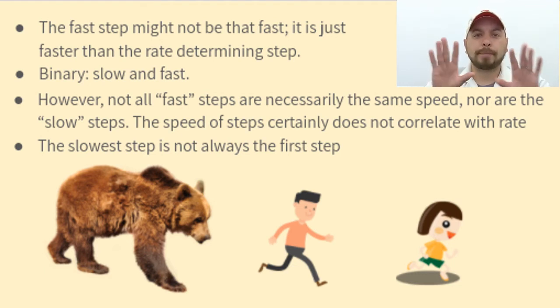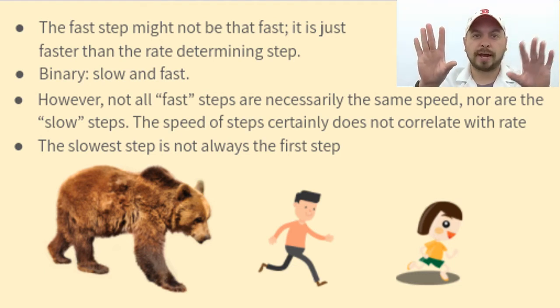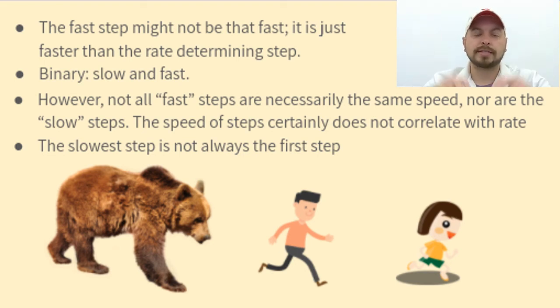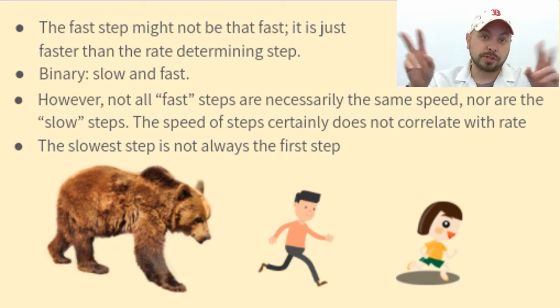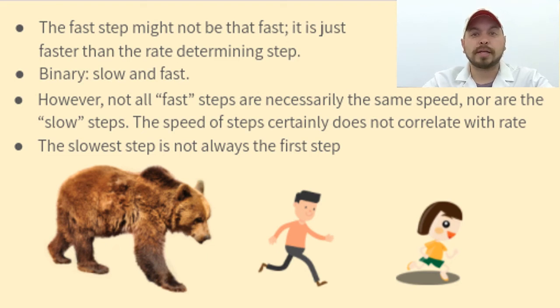So you're going to see the binary of slow and fast, but just understand that fast is not all the same, and neither is slow. All right, they don't always mean the same thing. They certainly don't mean the same rate, but we utilize them in these mechanisms to describe which step in particular is the rate determining step. Sometimes that step will be first. Other times it won't be. We're going to look at situations in this unit where both are happening, where the rate determining step is the first step or the rate determining step is a subsequent later step.